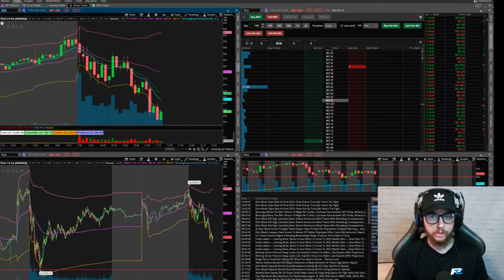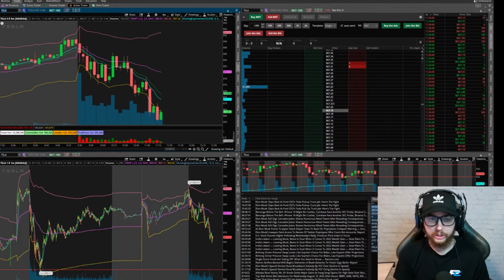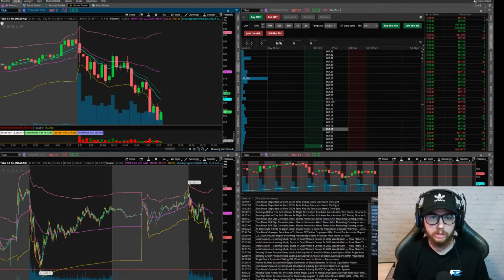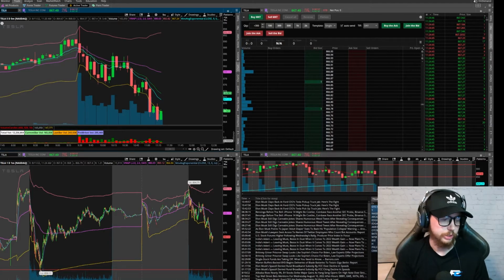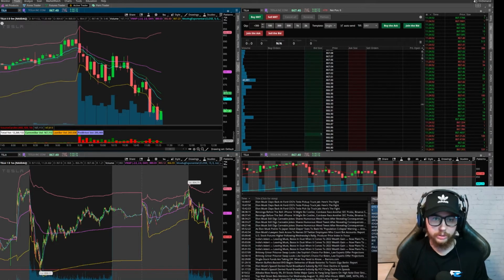So shorting is just betting that the stock's going to go down, rather than longing it, which is betting the stock's going to go up. When you long it, you buy it, and when you short it, you sell it. So when you short a stock, you don't have any shares of it yet, and you hit the sell button, and you're borrowing those shares in hopes it goes lower.